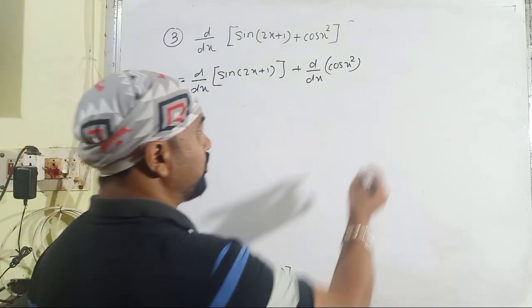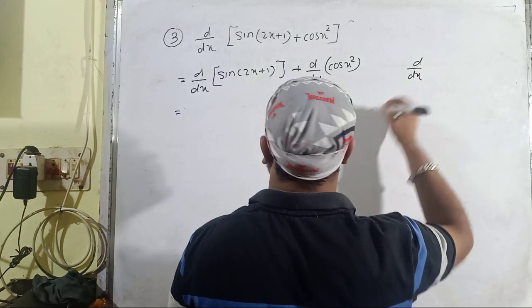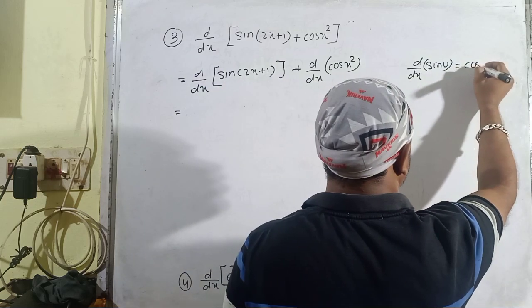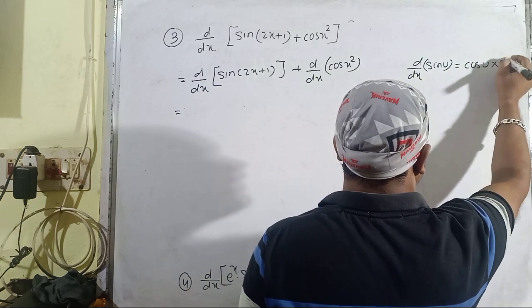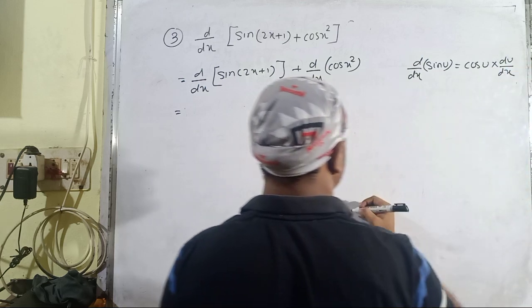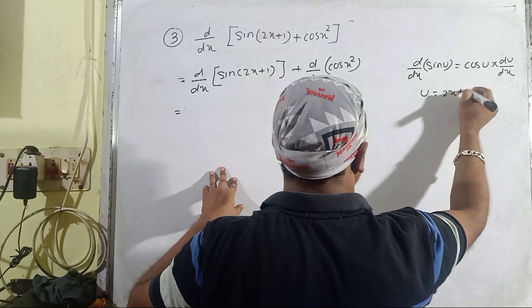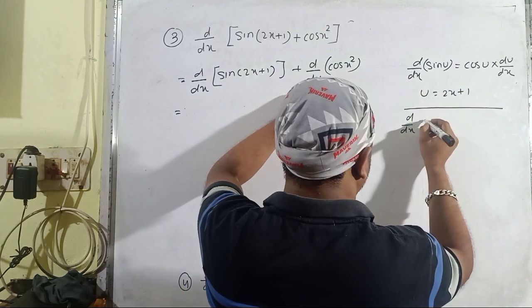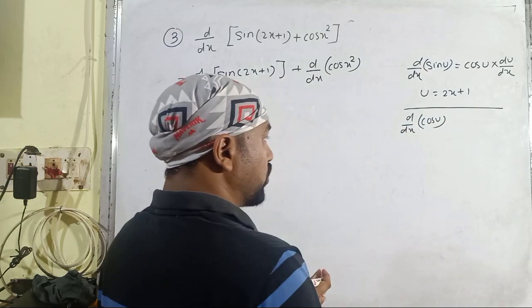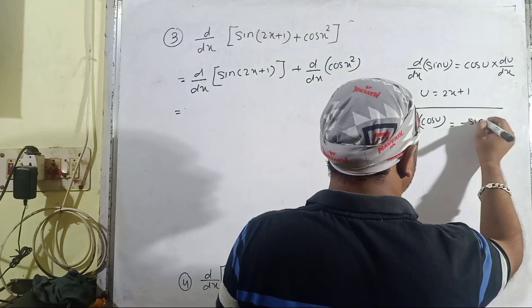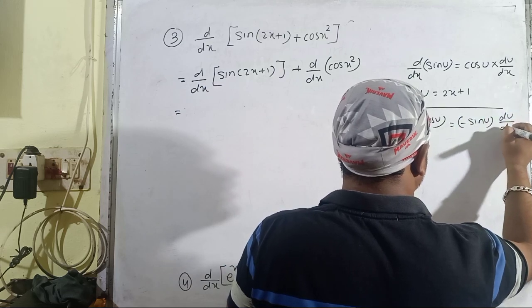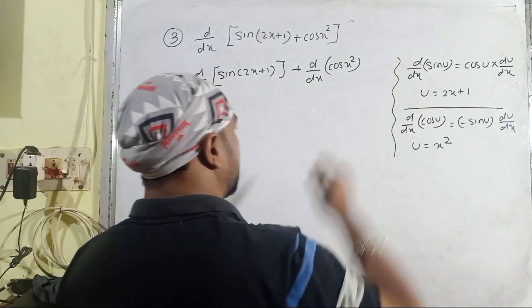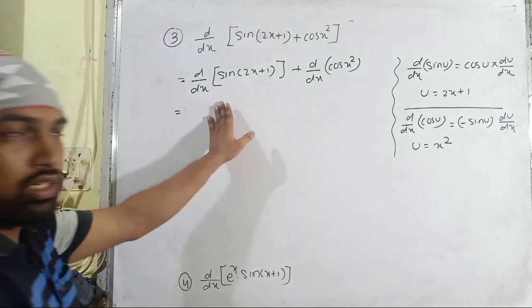First we apply the differentiation formula of sin u, where u is a function in terms of x. It will be cos u multiplied with the differentiation of u with respect to x, and here u is equal to 2x plus 1. In the second half, we use the formula for differentiation of cos u, which will be minus sin u multiplied with differentiation of u with respect to x, and here u is equal to x square. So both of these concepts are to be used here.